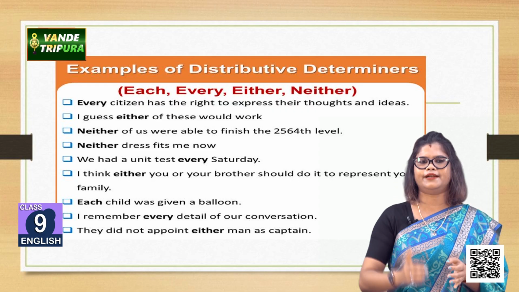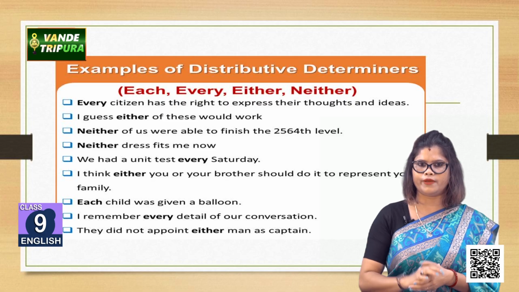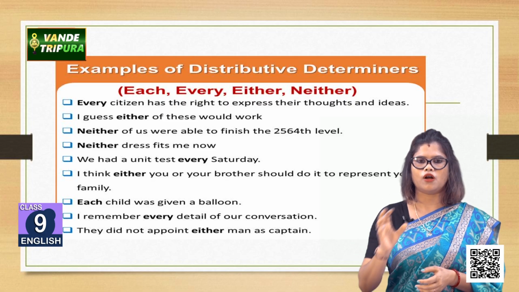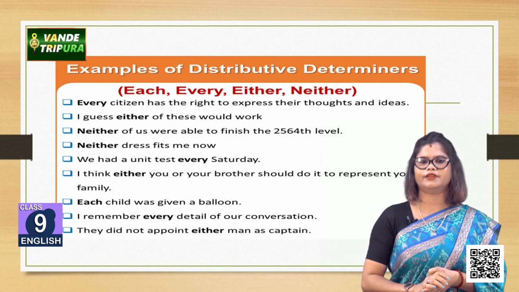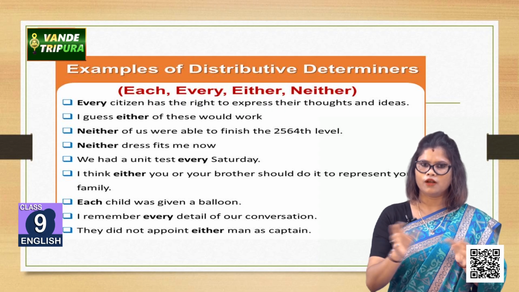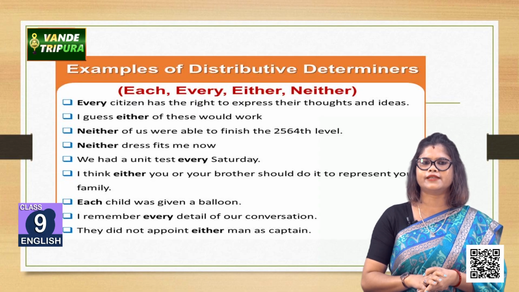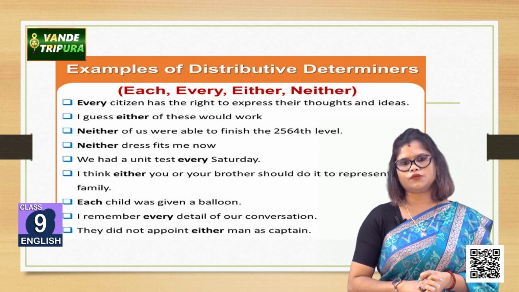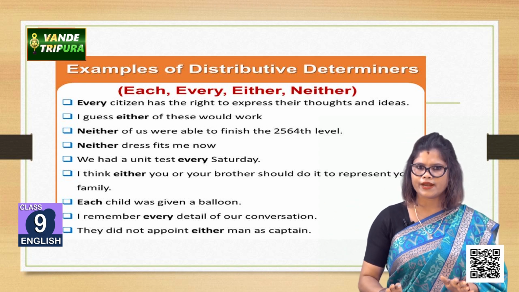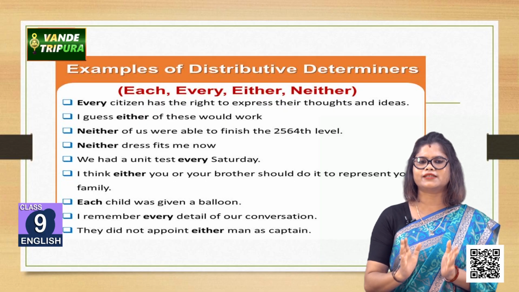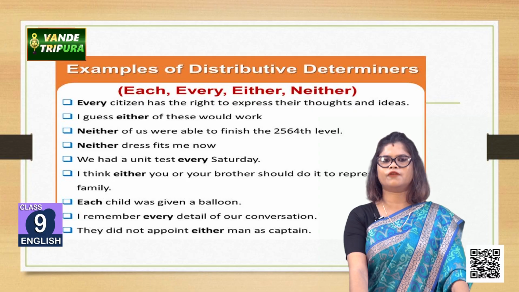I guess either of these would work, meaning either one of the two will work. So either of this is here the noun phrase, and either is placed before it, so either is here the distributive determiner. It is showing the options, that any one of the options is there. And then, neither of us was able to finish the dash level. Neither of us means none of us. Here there are two of us, and neither tells us the distribution of the noun.